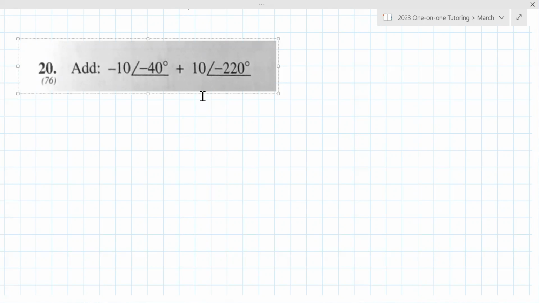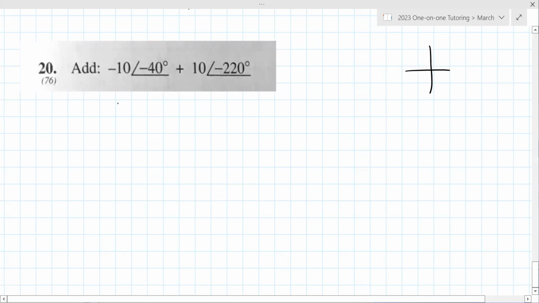Okay. Now, are you allowed to use a calculator? Yes. So I've been drawing these, and you don't have to do that. You can actually just say X is -10 cosine -40 for the first one. Y is -10 sine -40 for the first one. Like you don't have to graph them.